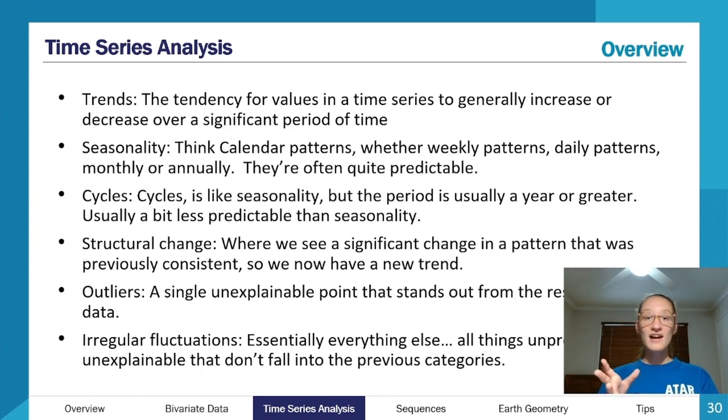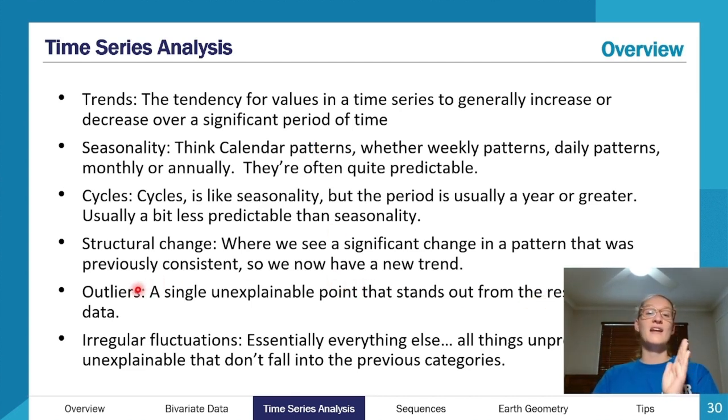Our next one, outliers, you're probably pretty familiar with. It's just a single unexplainable point that stands out from the rest of your data. And just to make that point clearer, if you follow my laser pointer, our structural change example we looked at was when we had a continued pattern, and then we had a structural change, and then we had a new pattern.